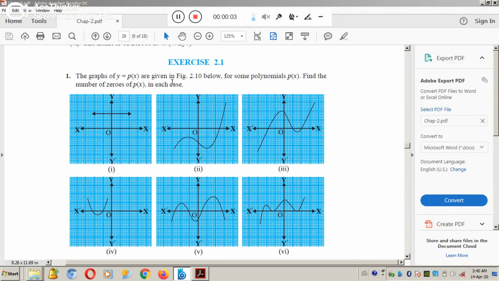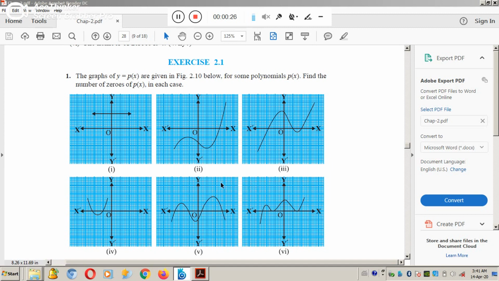Students, now you can solve the first exercise of your chapter on polynomials very easily. In this, the first question is given. The graph of y is equal to p(x) is given for some polynomials p(x). Find the number of zeros in each case. First, second, third, fourth, fifth and sixth. There are 6 questions given. You have to solve them.